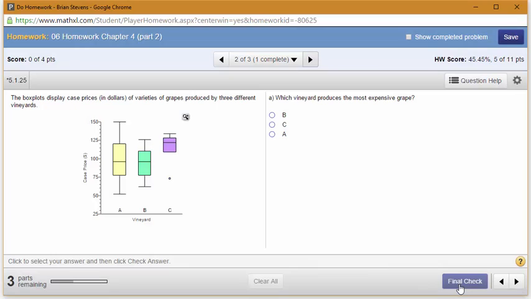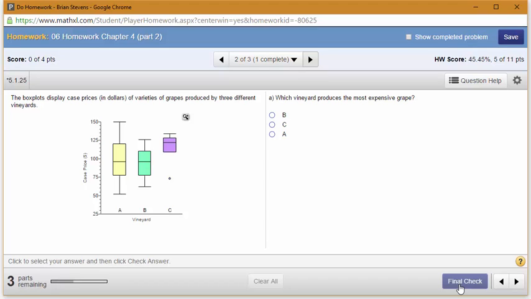Good job. 3 box plots. With these 3 box plots right here, let's make sure we know what we're looking at. This is the prices of grapes, I believe. The box plots display case prices in dollars for grapes produced by 3 different vineyards.